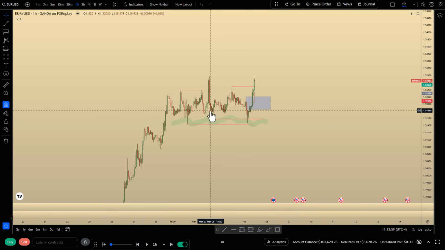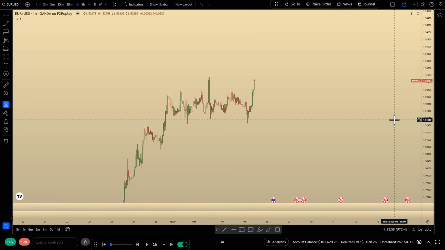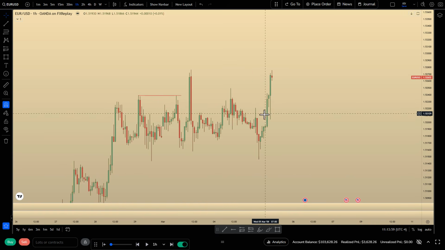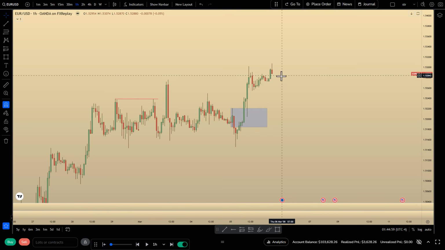We had to wait for Monday and Tuesday. And we took two winners on Wednesday, right? So 3.6R in just one day by just being patient. Beautiful. Let's continue. Here's the imbalance on the 1 hour. It looks beautiful. You see the rejection from here. And that's the area that offered support. Nice. So let's go back to tomorrow, next day open.